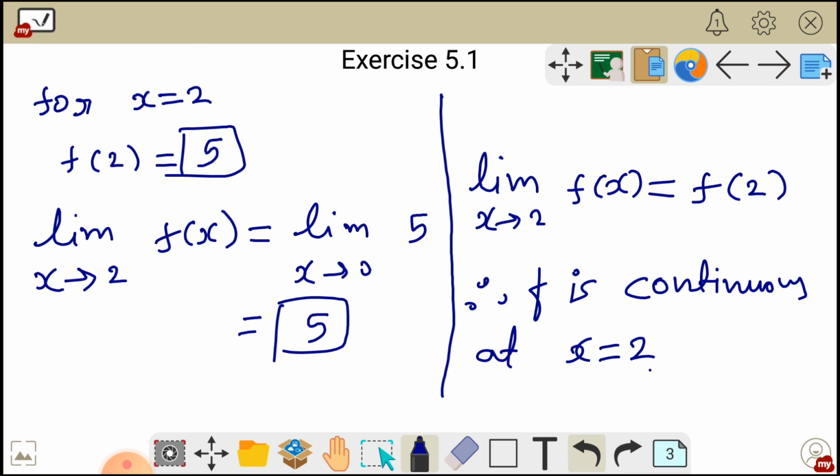So from this what do we get? We got that the function is continuous at x is equal to 0 and x is equal to 2, but it is not continuous at x is equal to 1. So for this function the point of discontinuity is 1.